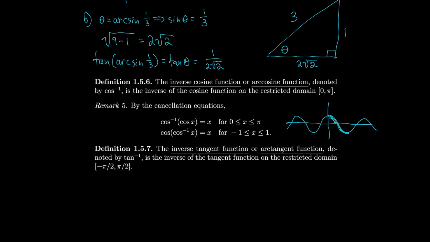Okay, the inverse tangent function, or arctangent function, denoted by tan inverse, is the inverse of the tangent function on the restricted domain from minus pi over 2 to pi over 2. Again, it should make sense if we draw some nice tangents. If we were to keep going past pi over 2, we would fail the horizontal line test. So we just stop drawing tangents once we get to pi over 2, and we just stop drawing once we get to minus pi over 2. We get a single one of these, and then it passes our horizontal line test.